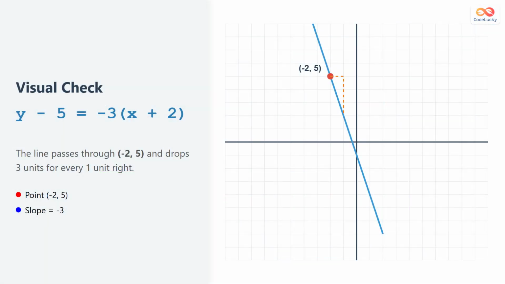Let's visualize what we just wrote. Here is the graph of that equation. You can see the point negative 2, 5 marked in red. From there, the line follows the slope of negative 3, going down 3 units and right 1 unit. The equation matches the line perfectly.